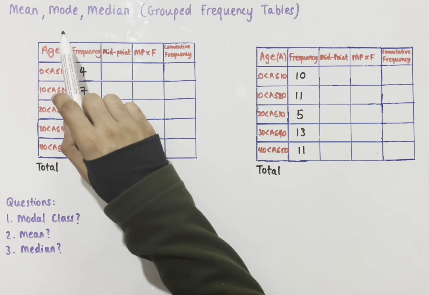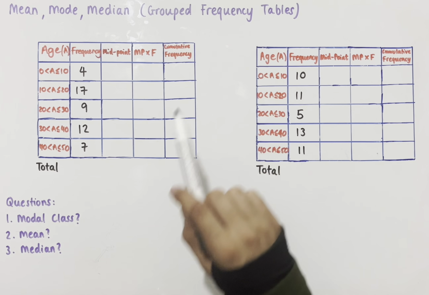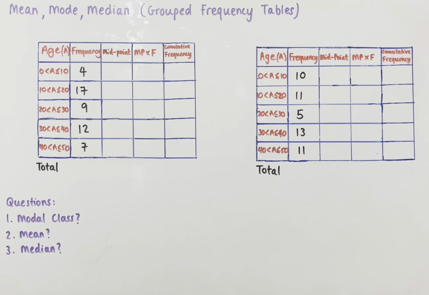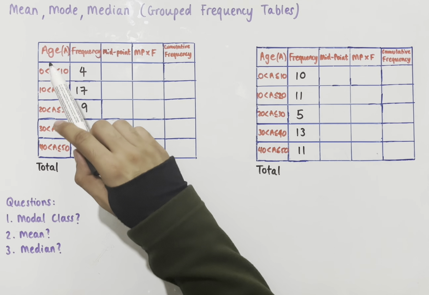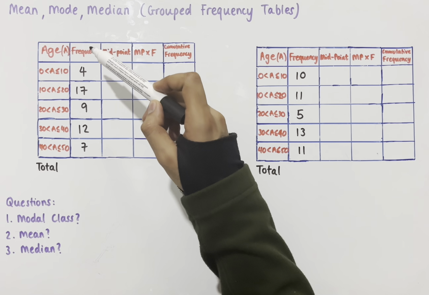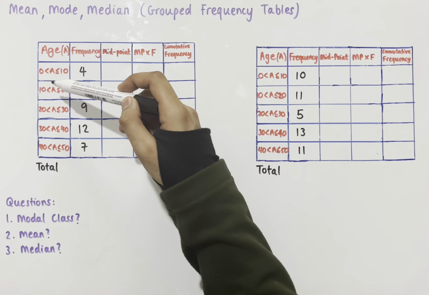Let's look at mean, mode, and median from grouped frequency tables. So we've got two examples here of grouped frequency tables where we're given the ages of people and we're told the frequencies of each of these classes.